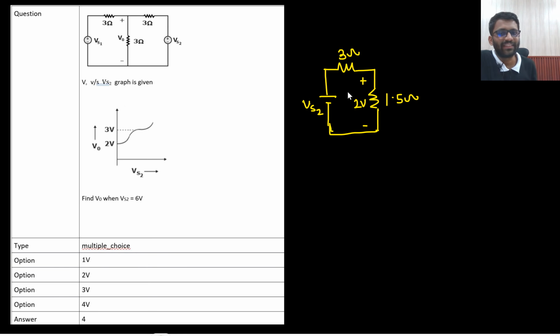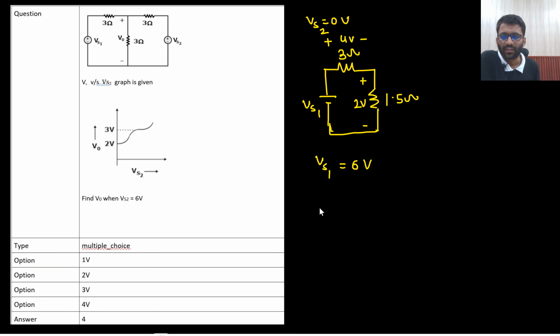Understood? It was very easy actually. If this is dropping 2 volt, that means this would drop 4 volt, because this has double resistance of that. That means VS1 will be 6 volt. Sorry, I said VS2 earlier, really sorry. This was your VS1. VS1 will be 6 volt because VS2 is 0 here. VS2 is equal to 0 volt.